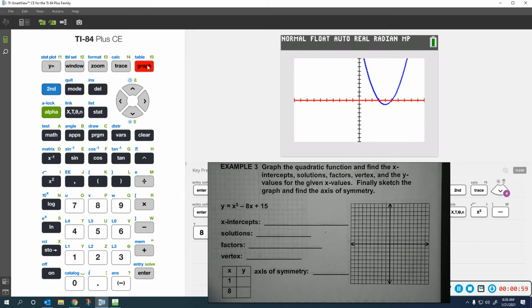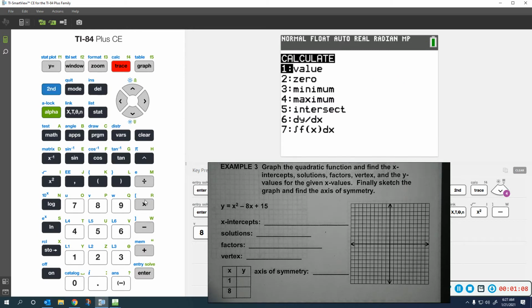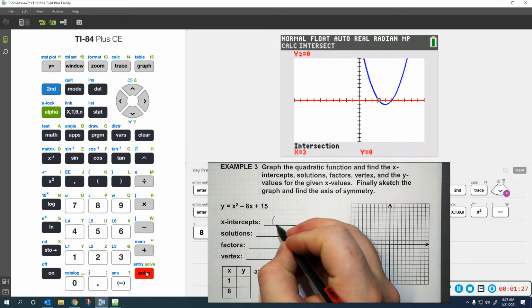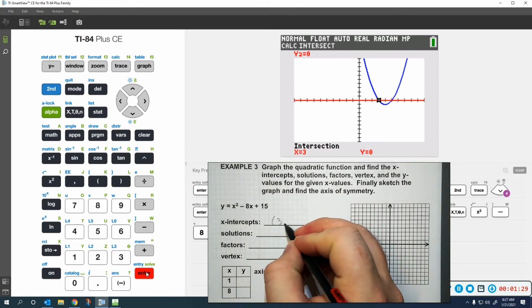So we do see it crosses at 2 points. Now we need to find the x-intercepts. To find the x-intercepts, second, trace, you're going through your calculator, you're looking for an intersect. Move the arrow until it's really close to that first intersection. Boom, that's really close. Push enter for the second curve, push enter one more time. It says it has an intersection at 3, 0. So first intercept is at 3, 0.